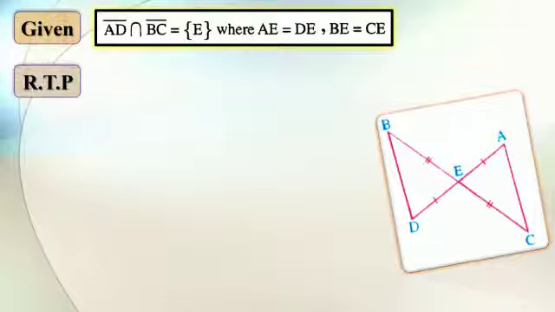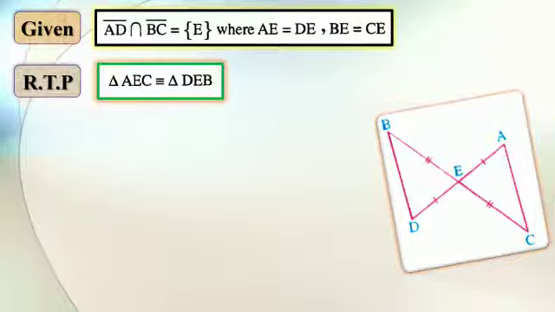And the required. What is the required here? I want to prove that the triangle AEC is congruent with the triangle DEB. Okay, so it's the required: prove that the triangle AEC is congruent with the triangle DEB. Okay, now how to prove this question?